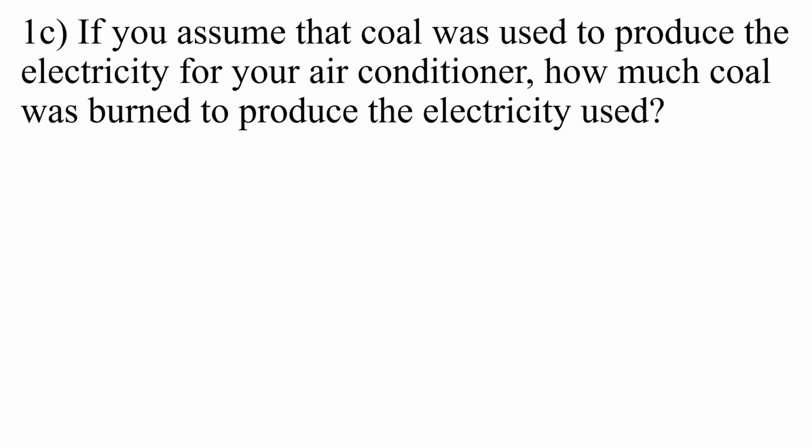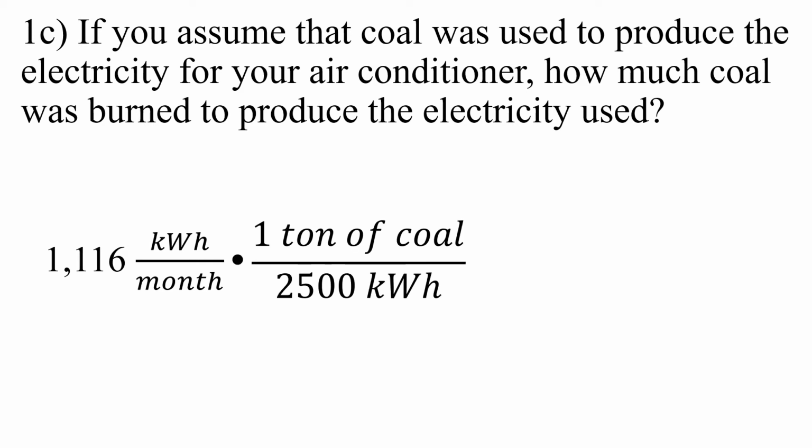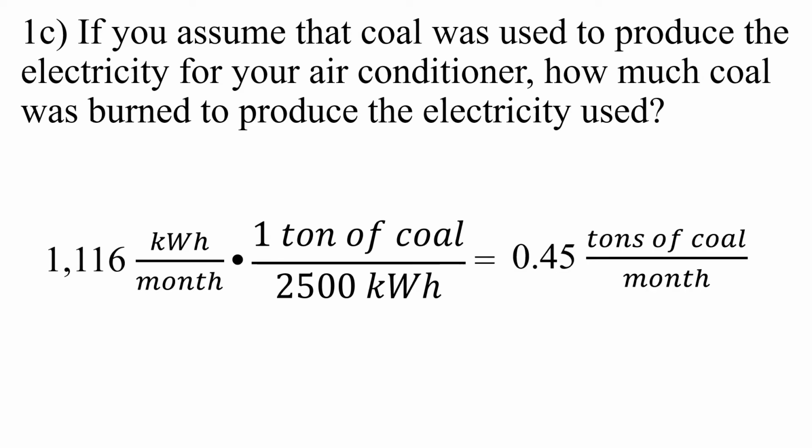1C. If you assume that coal was used to produce the electricity for your air conditioner, how much coal was burned to produce the electricity used? So you have to take the information from 1B, the 1,116 kilowatt hours per month, and use the conversion factor that's provided on your worksheet. The conversion factor is 1 ton of coal equals 2,500 kilowatt hours. So I set it up so that kilowatt hours cancel out, and I divide the two numbers to get 0.45 tons of coal per month.